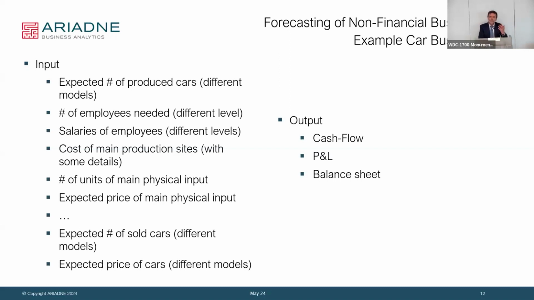So, okay, what does it mean? You have a certain number of cars produced, the employees you need on different levels, salaries paid for each level, the cost of the main production sites, the number of units of physical input, the price of that physical input, that goes into the model here. Plus then the expected number of sold cars and the price of those cars. What you get as output is first cash flow, and then you get the P&L most likely, and then a balance sheet. That's basically probably how it works. So cash flow, then the P&L, then the balance sheet derived.